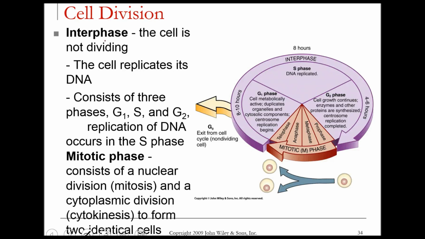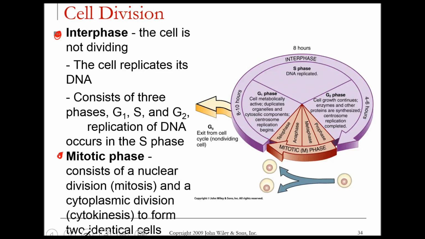In the cell cycle, we have two main phases, interphase and the mitotic phase. During interphase, the cell is going to do its normal day-to-day operations, but it's also going to replicate its DNA. There are three main phases to interphase, and this literally means the phase in between cell division. There's G1, S, and G2.